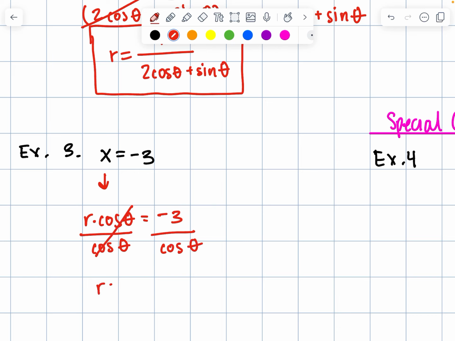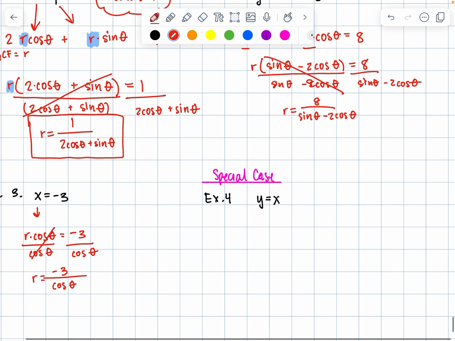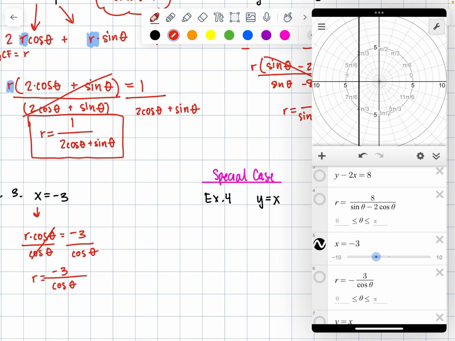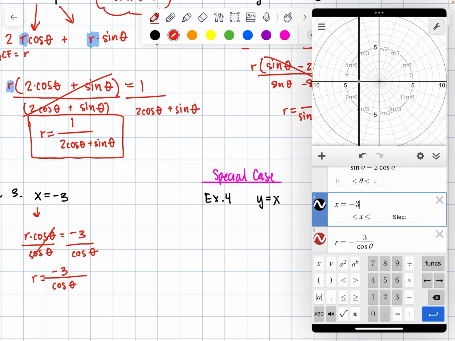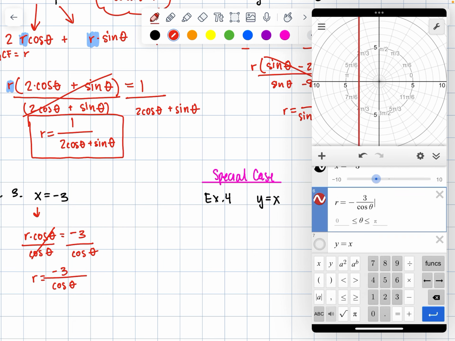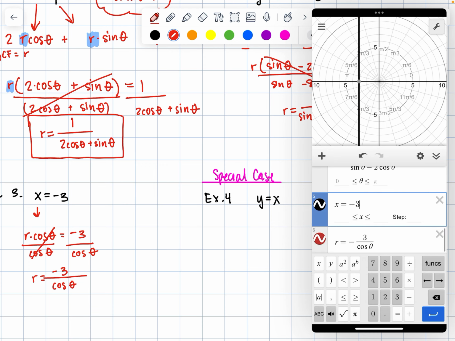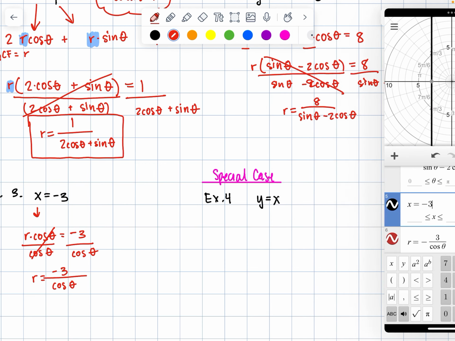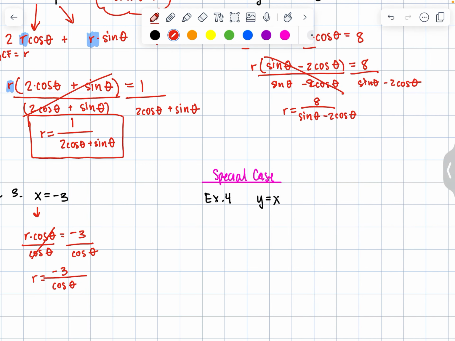Cosine thetas will cancel, and r is equal to negative 3 all over cosine theta. So if we did this right, our graph will look like a vertical line in the polar coordinate plane, which it is. So you can see that between these two graphs, from black to red, they are the same graph.